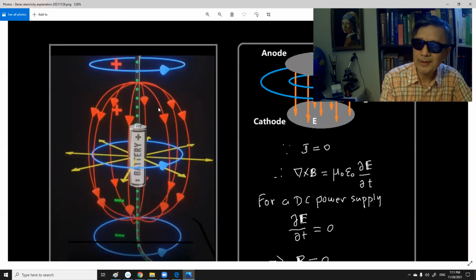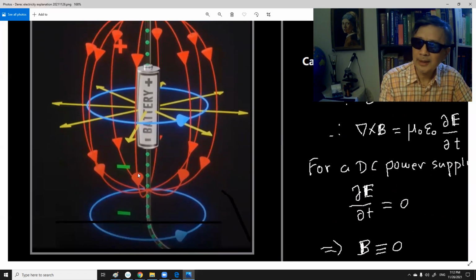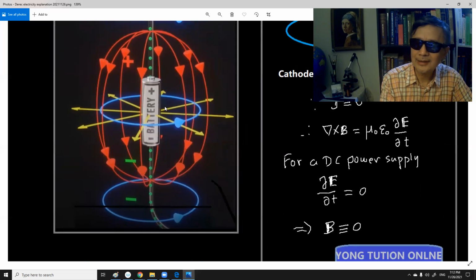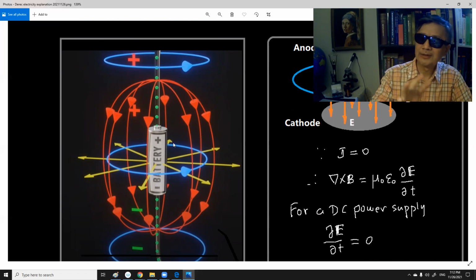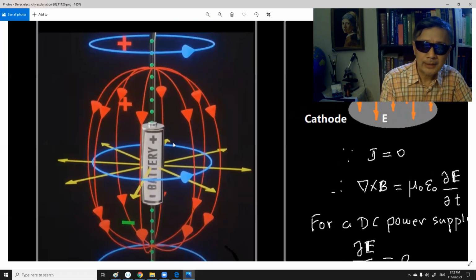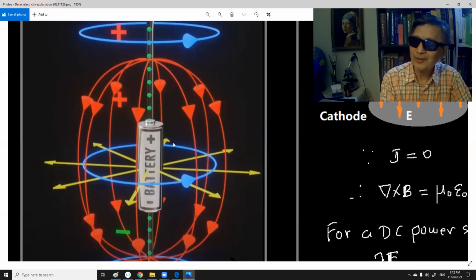Now, the red color represents the electrical field. The blue color, the loop, represents the magnetic field. Now, this is based on two assumptions. First, the positive charge is accumulated on the positive side permanently, and another negative charge is accumulated at the cathode permanently. And therefore, according to the electric dipole field, that's how they draw the diagram. But because that electrical field is static, it is impossible to have a magnetic field if the power switch is open.